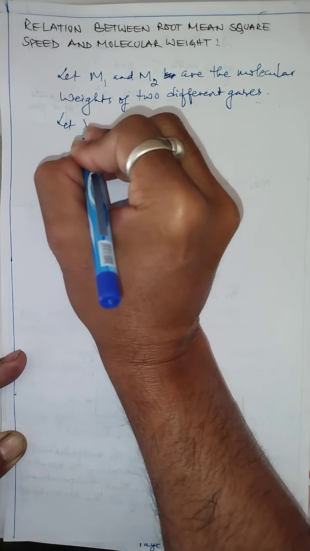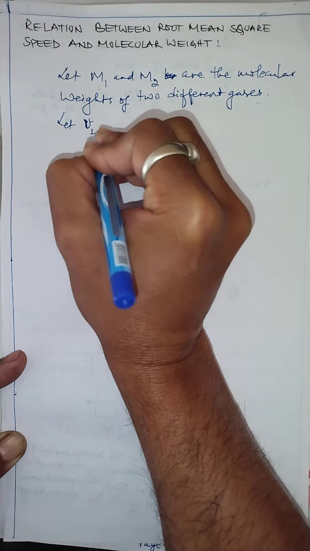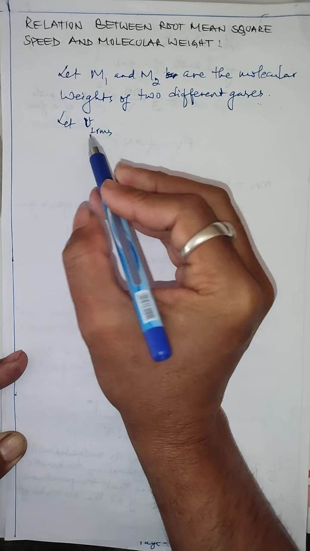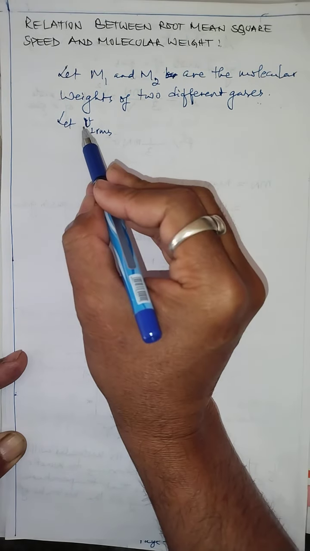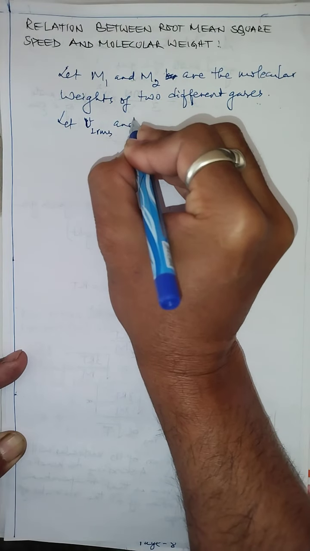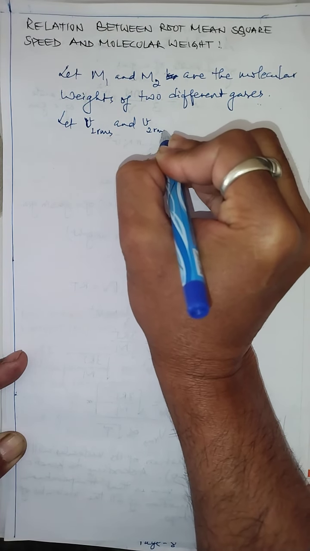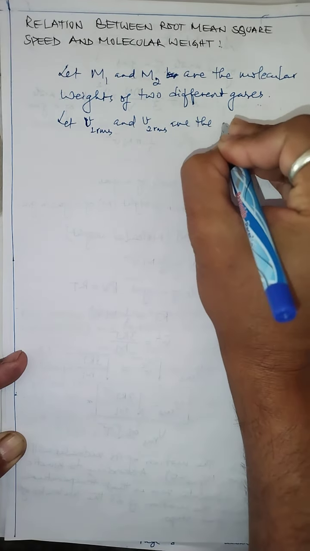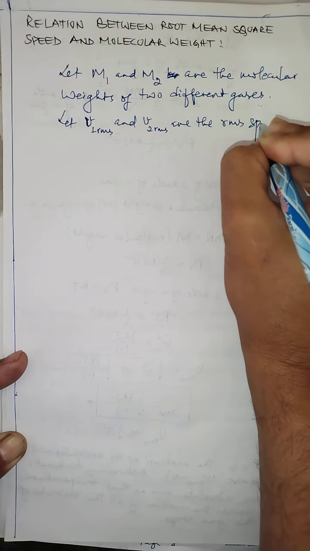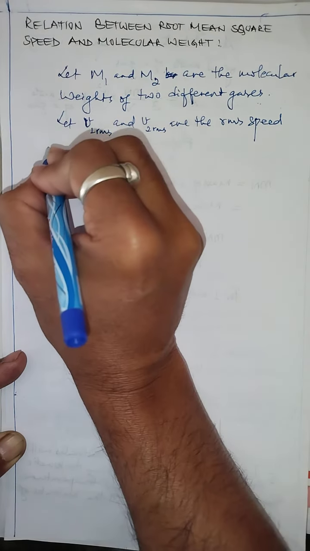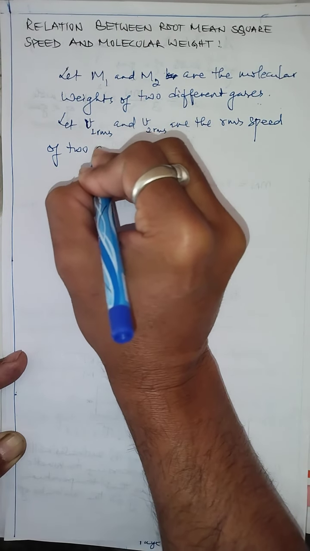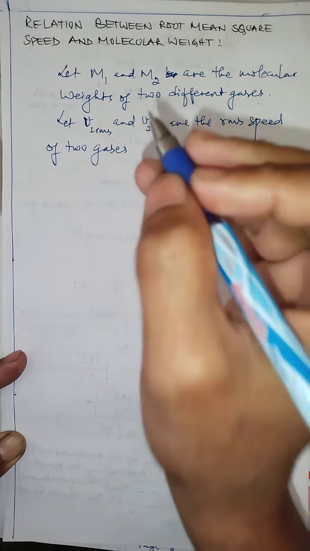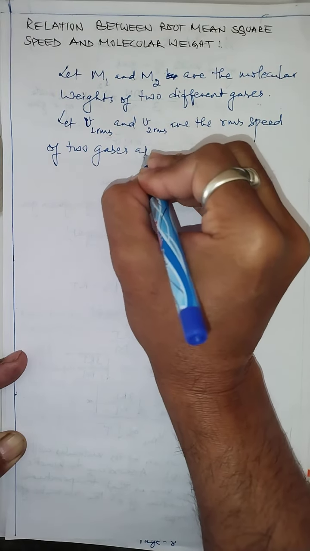So I write let v1 RMS and v2 RMS. Here v RMS means root mean square speed. For one gas I am writing v1 RMS, and for the other v2 RMS. These are the RMS speeds of the two gases, at the same temperature. I consider the temperature to remain the same. Two gases at the same temperature.